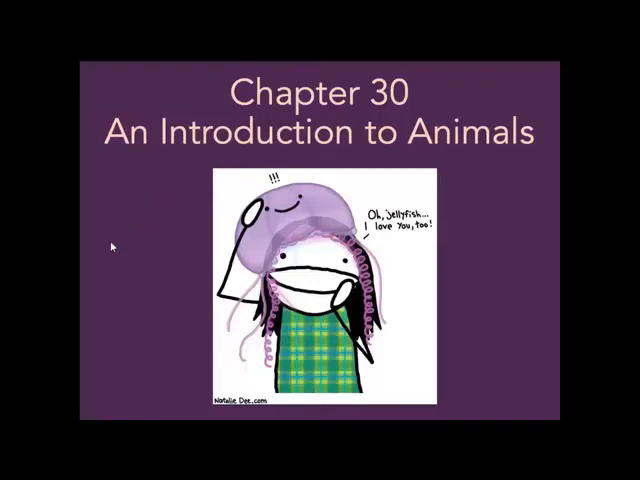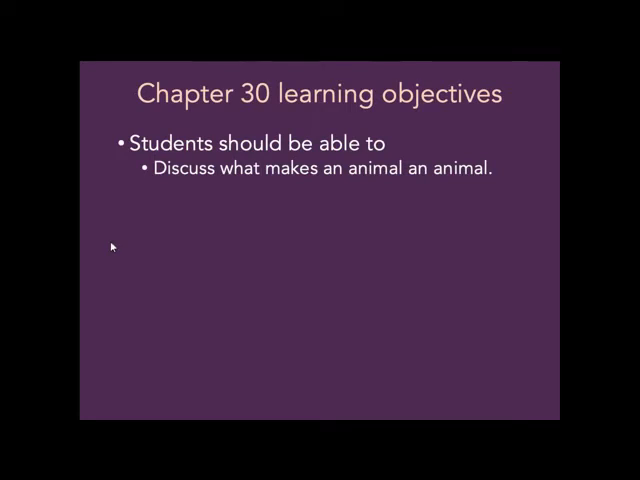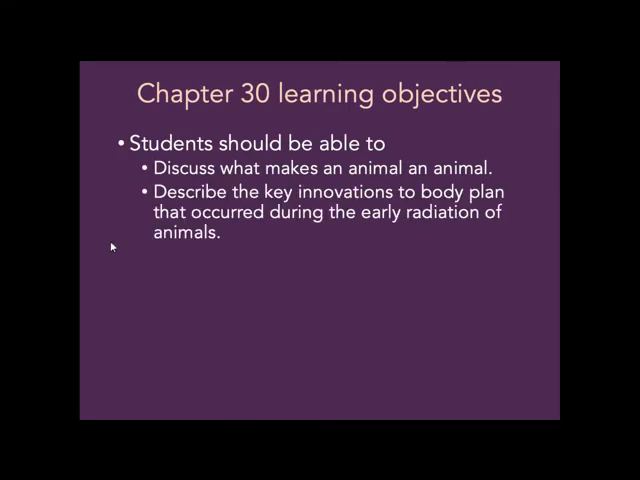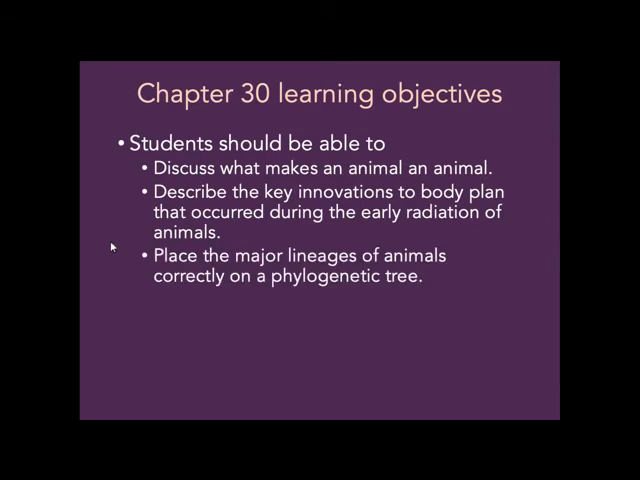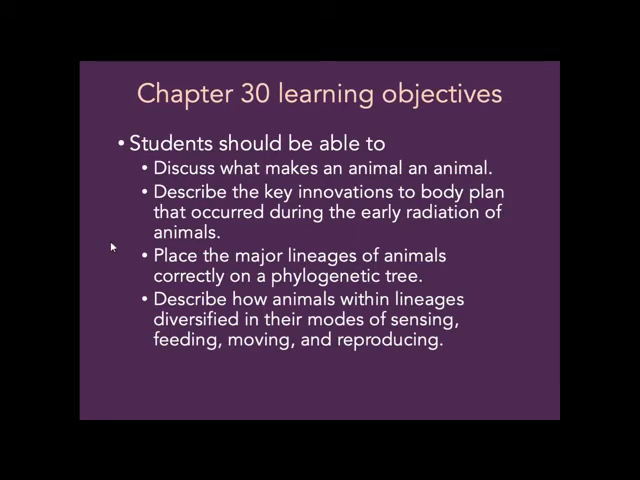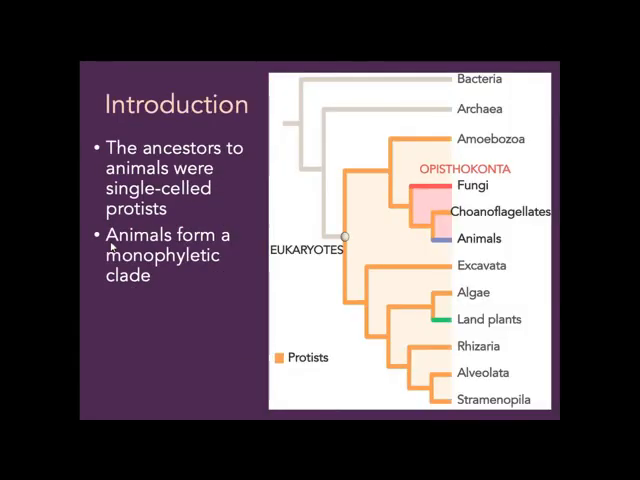Hey there, welcome to Chapter 30, An Introduction to Animals. So by the end of this chapter, you should be able to tell me why an animal is an animal, to be able to describe the key innovations to body plan that occurred during the early radiation of animals in evolutionary history, place the major lineages of animals correctly on a phylogenetic tree, describe how animals within lineages have diversified in things like how they sense, feed, move, and reproduce.